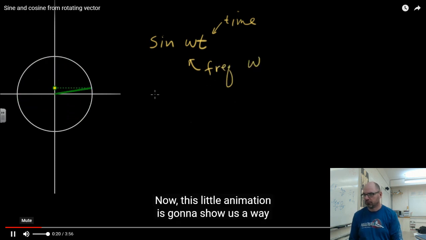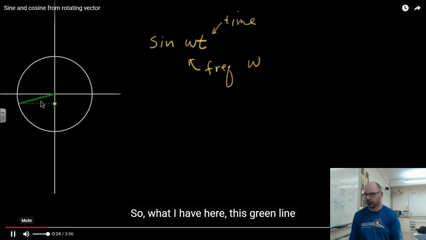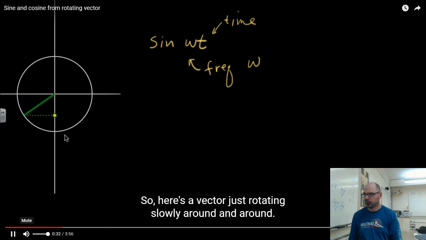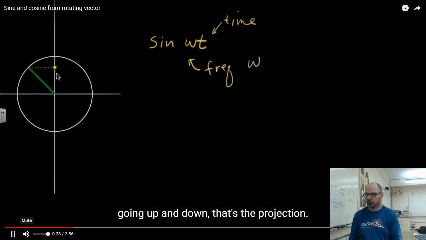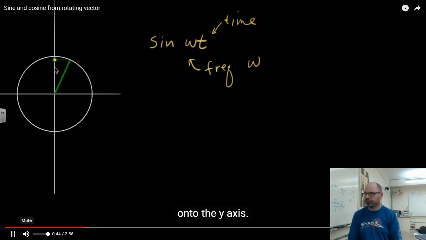Now this little animation is going to show us a way to construct a sine wave. What I have here, this green line, is a rotating vector. Let's just say that the radius of this circle is 1. So here's a vector just rotating slowly around and around. And the dotted line, with the yellow dot going up and down, that's the projection of the tip of the green arrow onto the y-axis.